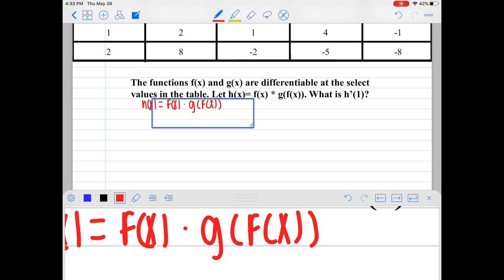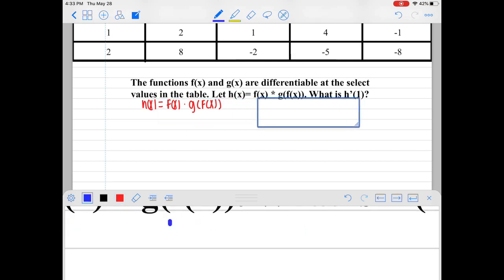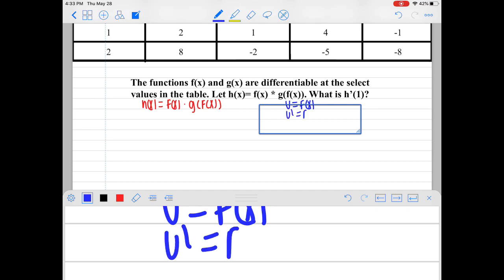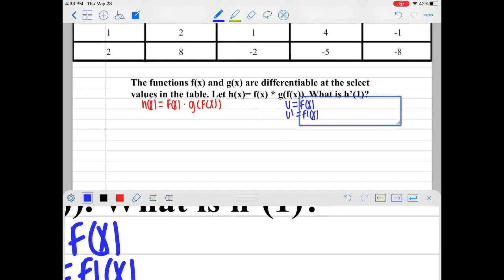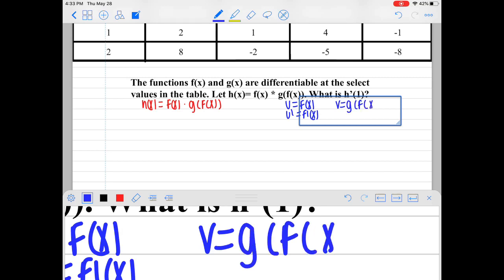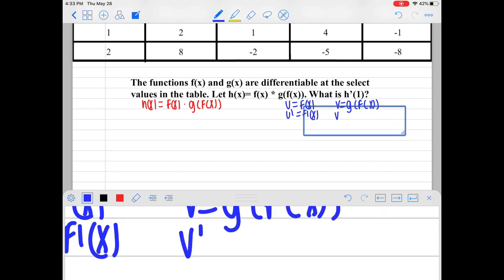And so we're going to do the same thing. We're going to write out the first function, which is f of x, and find the derivative, which is f prime of x. And then for the second part, we're going to be utilizing the chain rule in order to find the derivative.